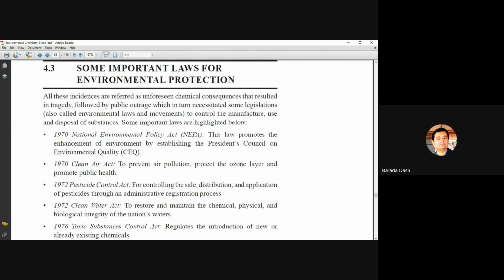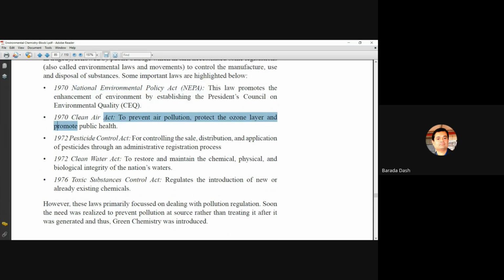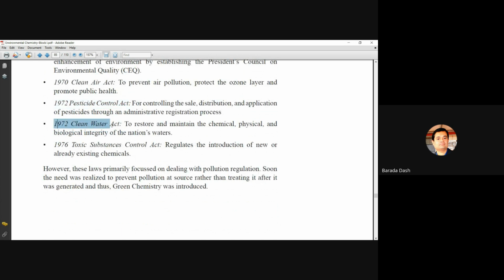What are the important laws of environmental protection? 1970 National Environmental Policy Act, NEPA. 1970 Clean Air Act. 1972 Pesticide Control Act. 1972 Clean Water Act. 1976 Toxic Substances Control Act.